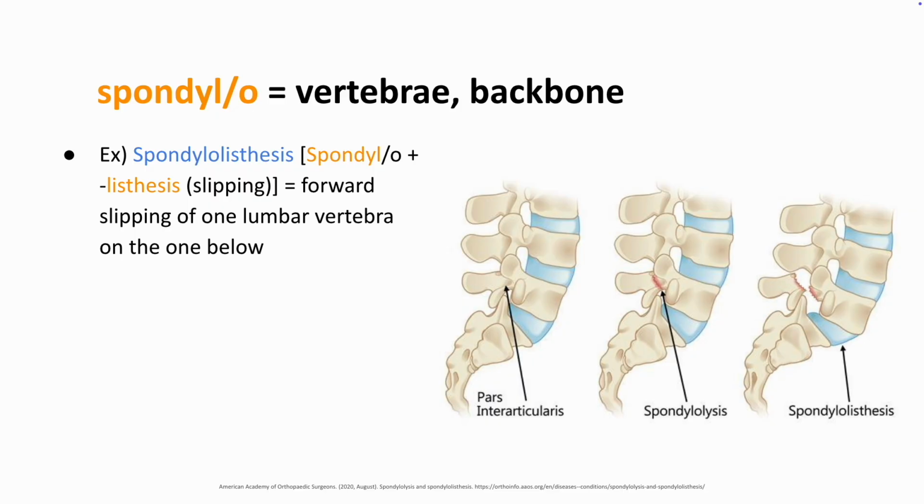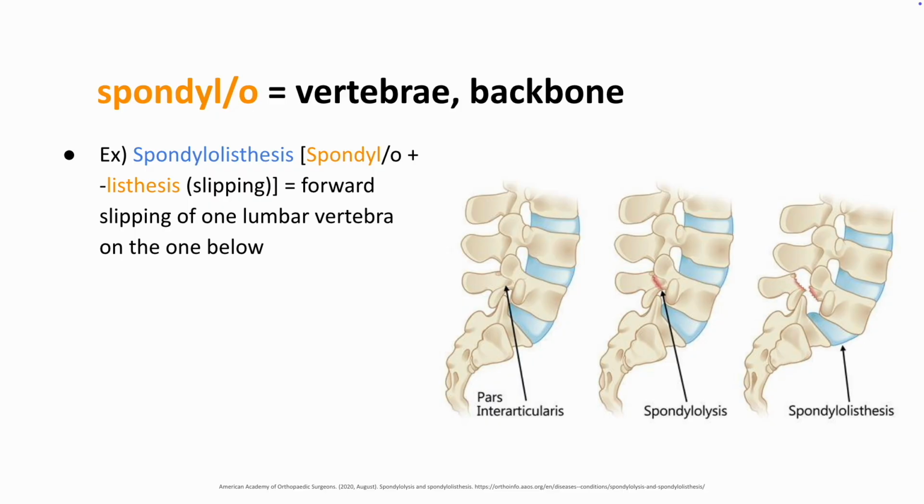Spondylo, that's a combining form, means vertebra or backbone, more like vertebra usually. And one example I brought up is spondylolisthesis. So spondylo was vertebra, and listhesis is slipping of vertebra. So what we mean by spondylolisthesis is forward slipping of one lumbar vertebra.